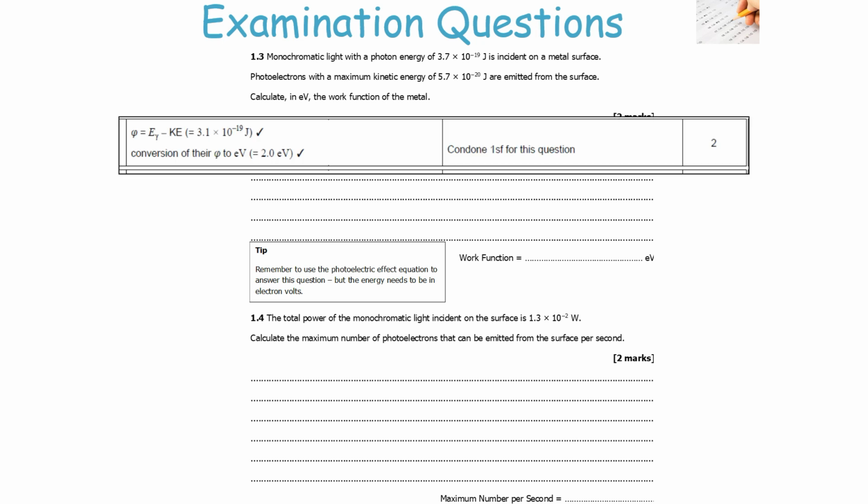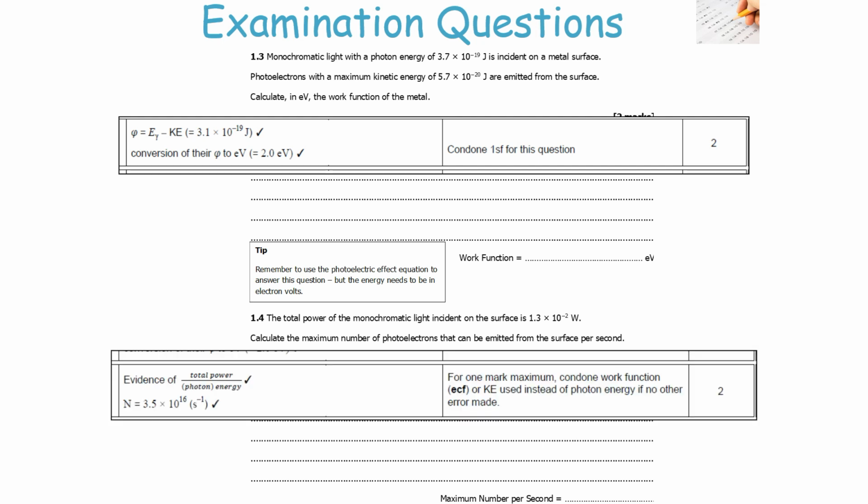So you've got to know that work function is equal to the total photon energy minus the kinetic energy. So you get 3.1 times 10 to the minus 19 joules. Now you then got to convert from joules into eV, and you do this always by dividing joules by 1.6 times 10 to the minus 19, and that gives us our answer of 1.95, or 2 eV.